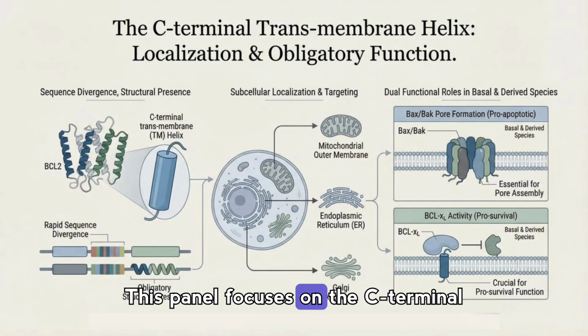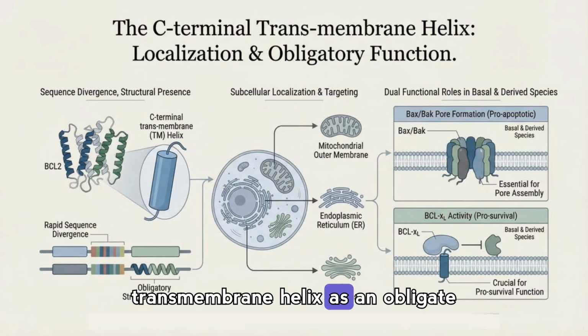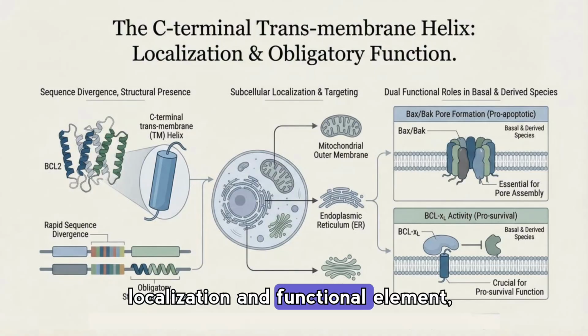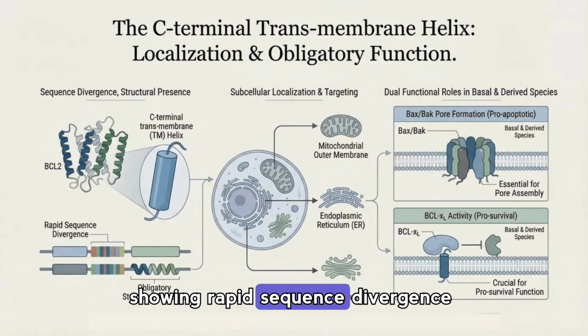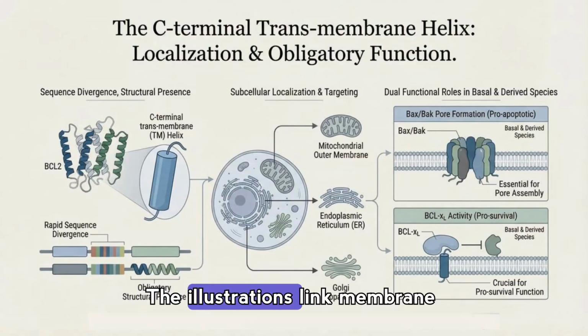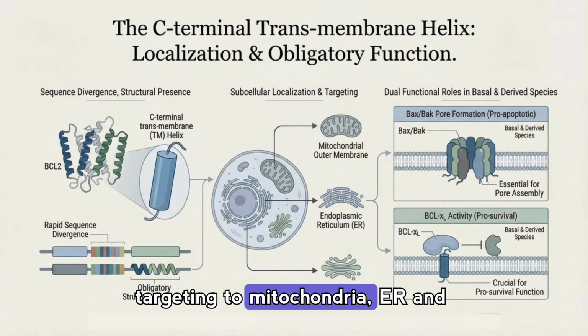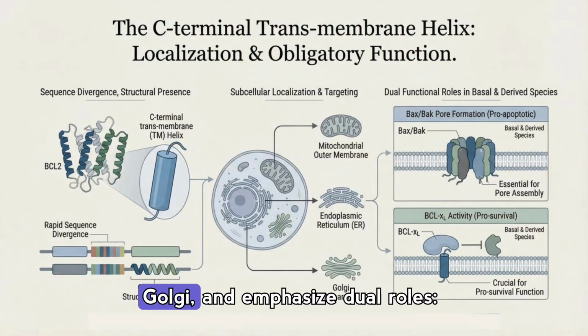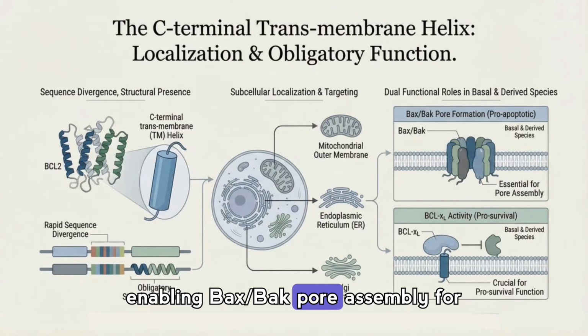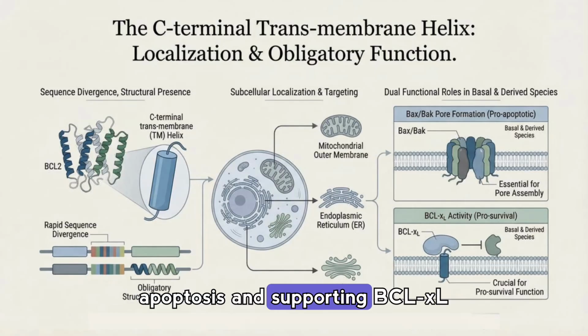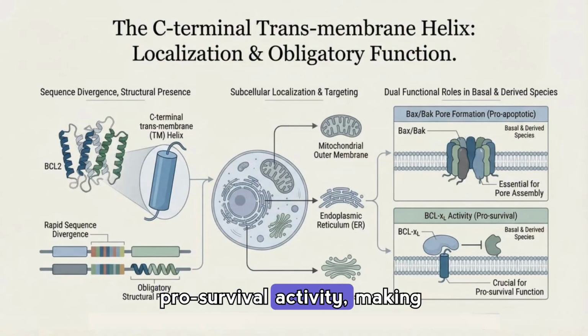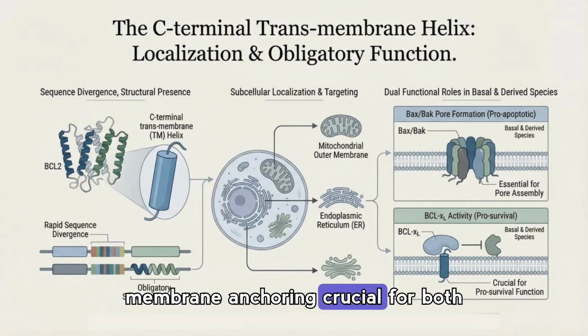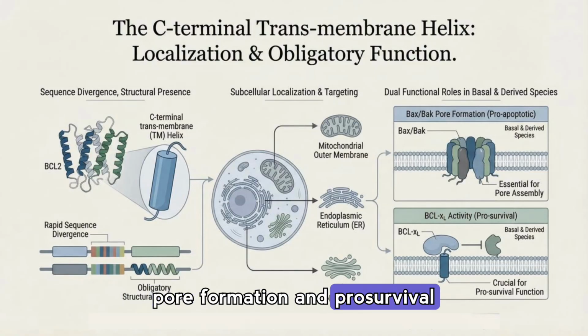This panel focuses on the C-terminal transmembrane helix as an obligate localization and functional element, showing rapid sequence divergence but conserved structural presence. The illustrations link membrane targeting to mitochondria, ER, and Golgi, and emphasize dual roles, enabling BAK pore assembly for apoptosis and supporting BCLXL pro-survival activity, making membrane anchoring crucial for both pore formation and pro-survival functions.